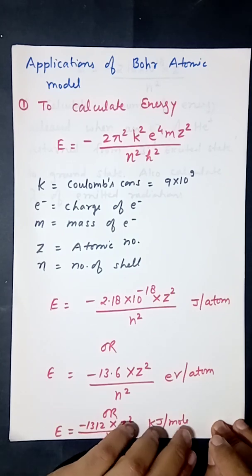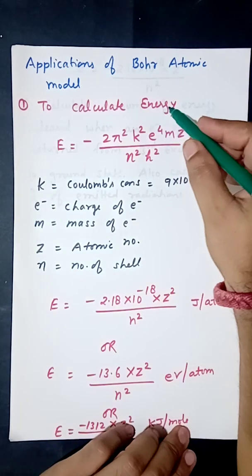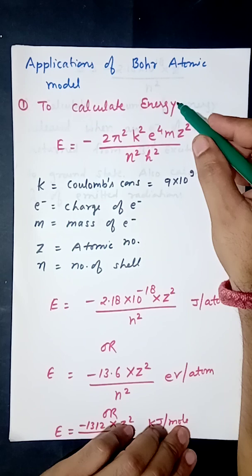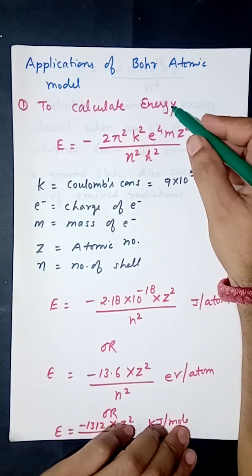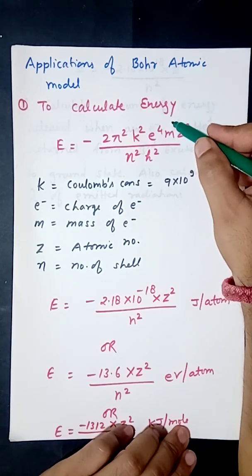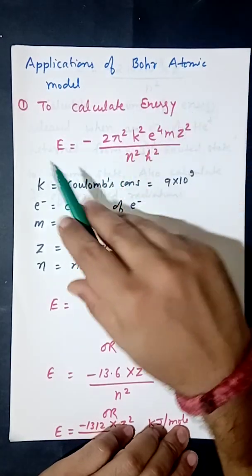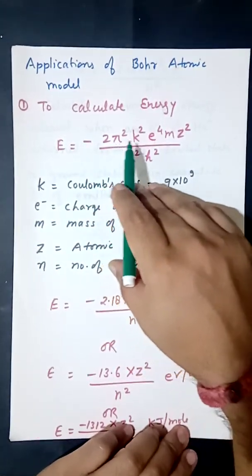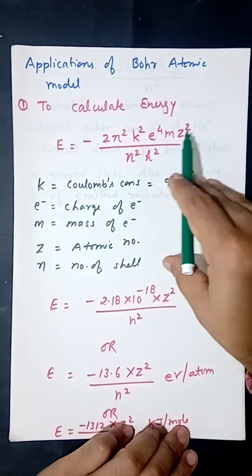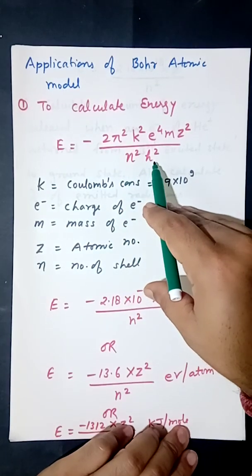Applications of Bohr atomic model. Here we have some applications. Bohr gave some formulas to calculate the energy, radius and velocity of an electron in an atom. The first is to calculate energy: E equal to minus 2 pi square k square e^4 m Z square upon n square h square.